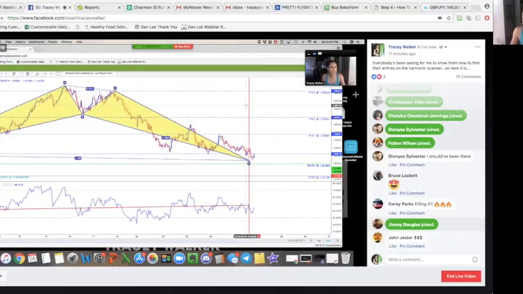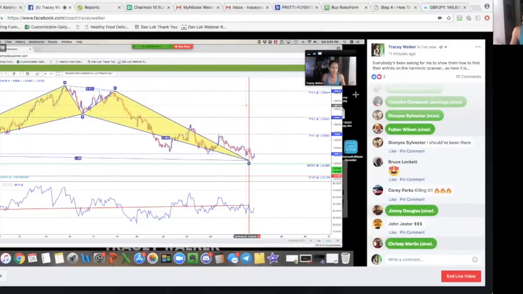So here's what you do. This is the secret sauce to perfect entries on the harmonic scanner, all right? So what you're gonna do, you're gonna come here and you're gonna get a trend line, okay? And this line is gonna be red, just so it makes sense. So I'm gonna come up to the C point, and you can see that the C point is there.